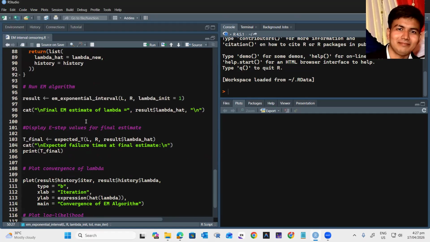So results equals EM exponential interval. All right. So we call the EM function for the example data and initial value lambda equals 1. The returned list is stored in the variable results, and cat prints the message, and results dollar lambda hat accesses the lambda hat component of the list, and slash n adds a blank line for readability.